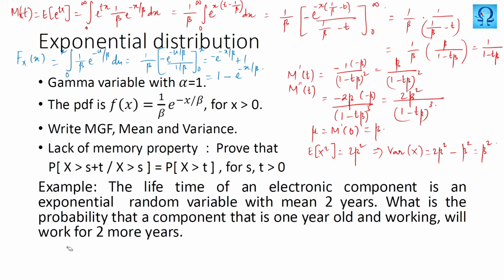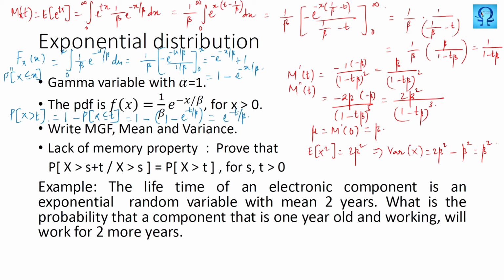Let me write somewhere here. The probability of x greater than t means 1 minus the probability of x less than or equal to t. So this F_X(x) means what? It is the probability that X is smaller than or equal to x. So 1 minus (1 minus e to the power minus t upon beta). So it is simply e to the power minus t upon beta.